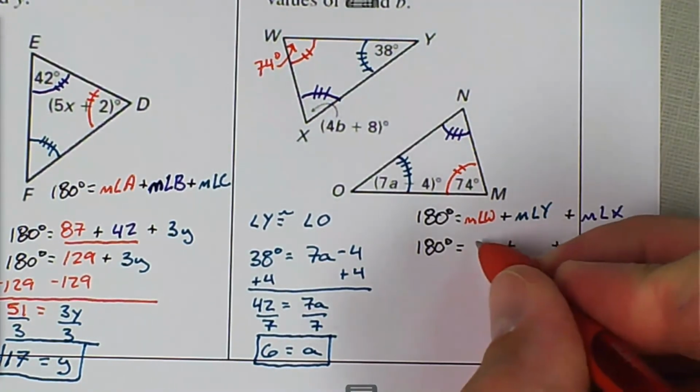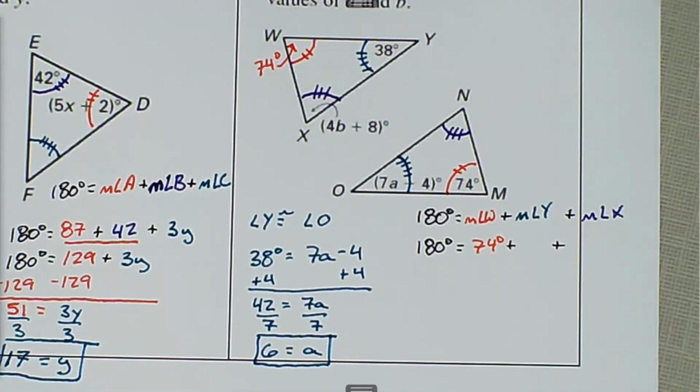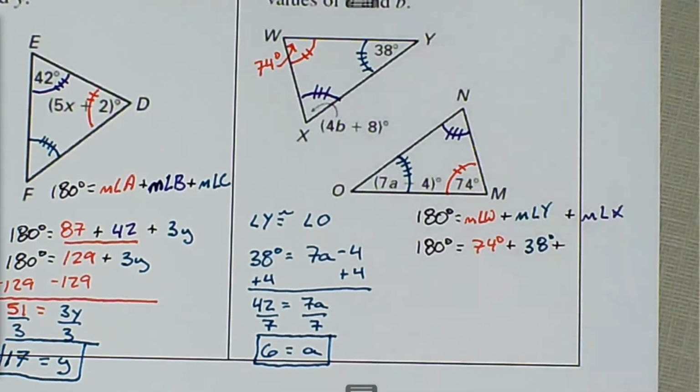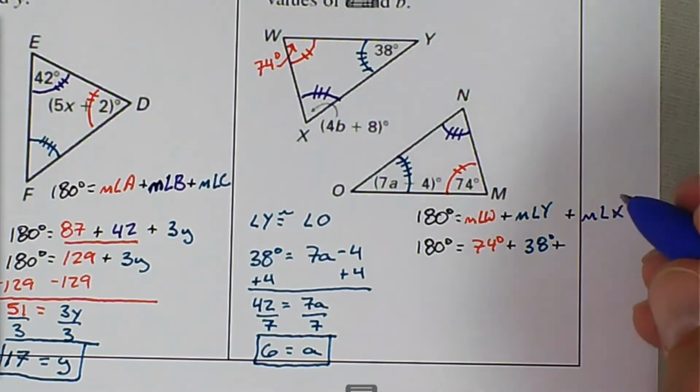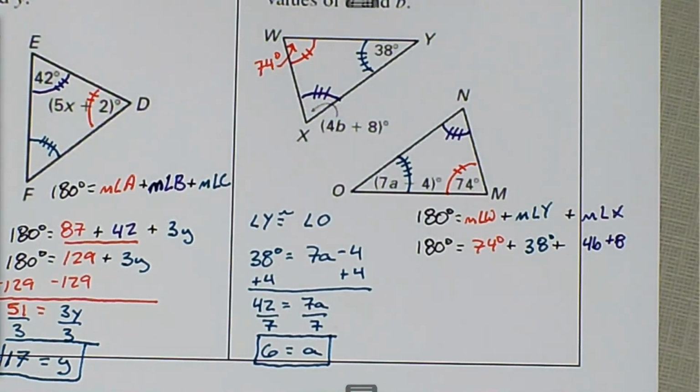So we have 74 degrees for angle W. We have 38 degrees for angle Y. And we have 4b plus 8 for angle X. Now we can combine like terms.